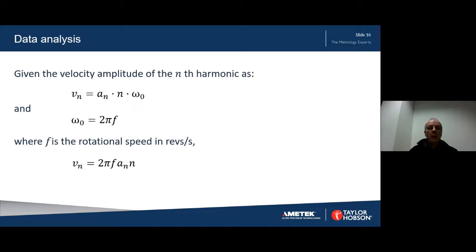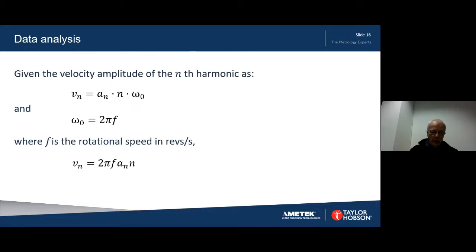So writing omega naught equals 2 pi f, where f is the rotational speed in revolutions per second, gives us the simple formula for the nth harmonic: the velocity of the nth harmonic is 2 pi times the frequency times the amplitude times the wave number. The rotational speed is a user-defined parameter entered into the analysis, and in Ultra software it's possible to define a different rotational speed to each defined harmonic band.